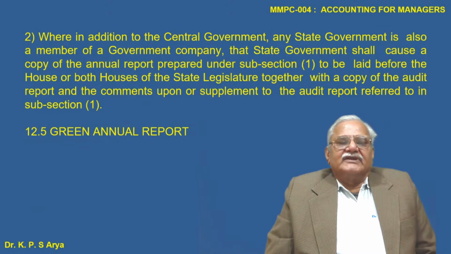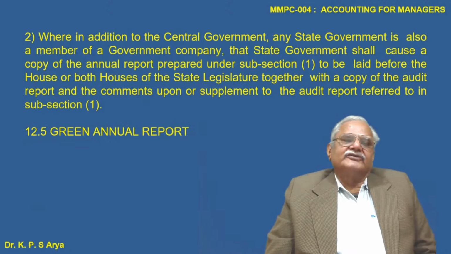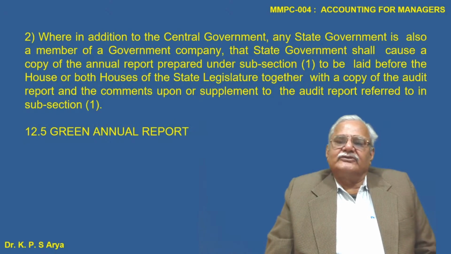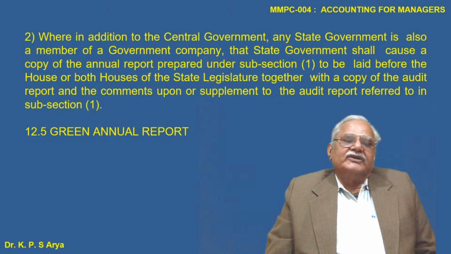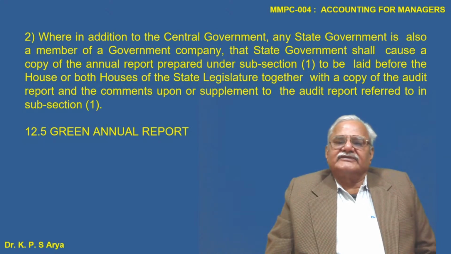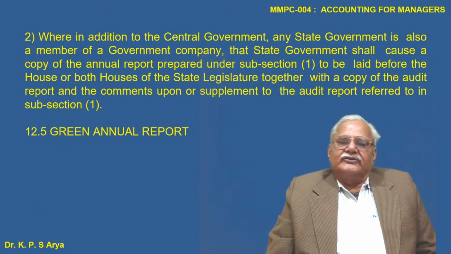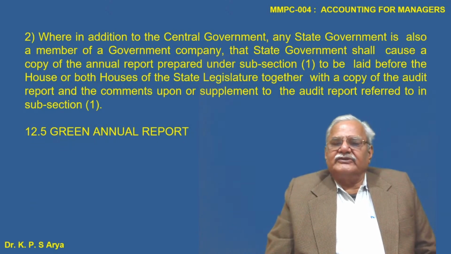Whereas, in addition to the central government, if any state government is also a member of the government company, that state government shall cause a copy of the annual report prepared under subsection 1 to be laid before both houses of the state legislature together with a copy of the audit report and the comments upon or supplement to the audit report referred to in section 1.